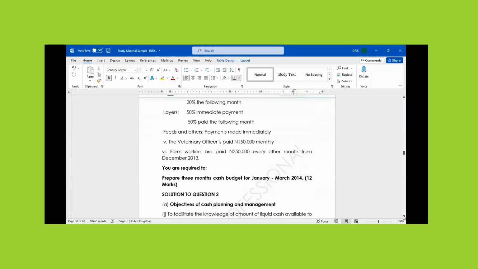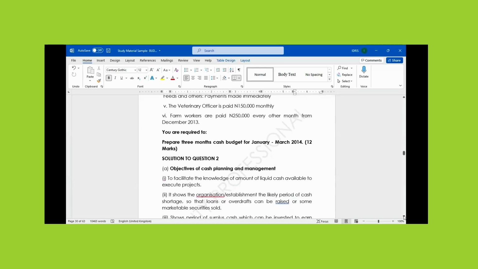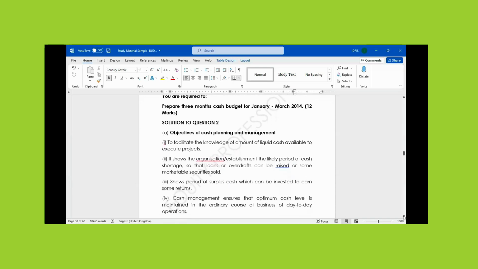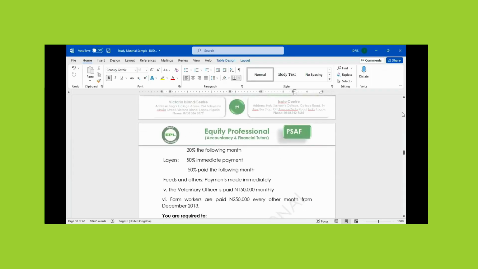So this question is even more than 12 marks. It's almost a 20 mark question. We know the objectives of cash planning and management, part A of this question. We know that it is to facilitate knowledge of the amount of liquid cash available to execute projects, and to show the period of surplus cash, which can be invested to earn some return. We have stated that while I was explaining. Let's go to part B because of my battery. In part B, we are asked to prepare a cash budget.